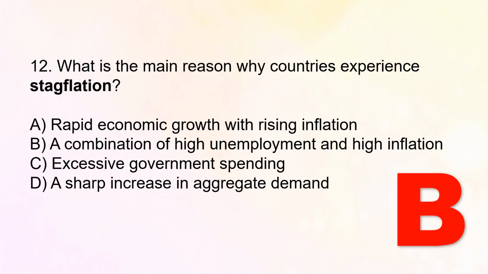The correct answer is letter B because stagflation is an economic condition where inflation and unemployment rise simultaneously, typically caused by supply shocks such as an oil crisis. Letter A is wrong because rapid growth usually leads to low unemployment, not stagnation. Letter C is wrong because excessive government spending might cause inflation but not necessarily unemployment. Letter D is wrong because a sharp increase in aggregate demand usually reduces unemployment, not increases it. So letter B is the best answer.